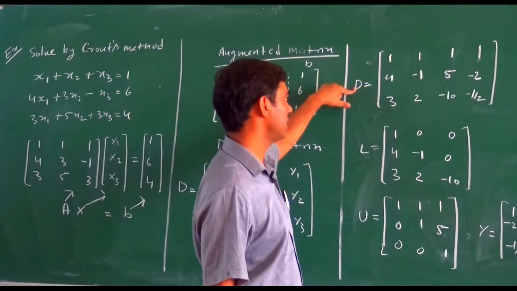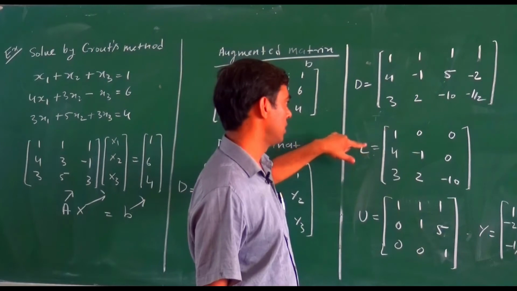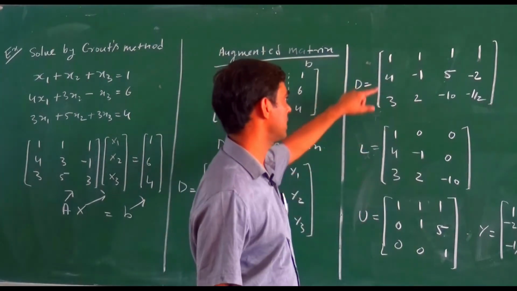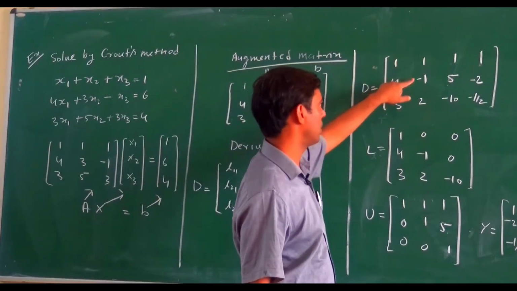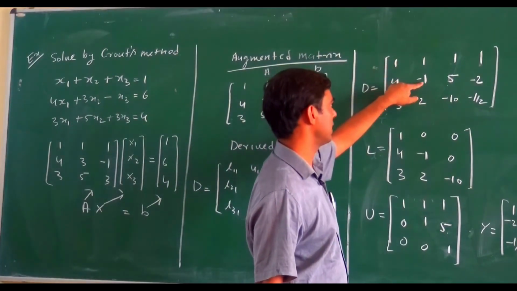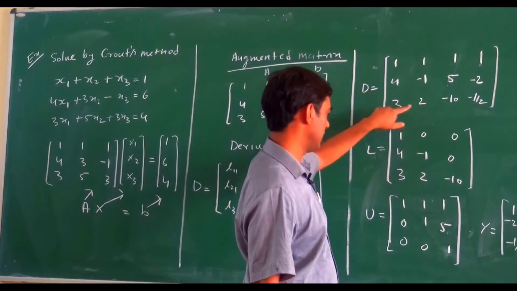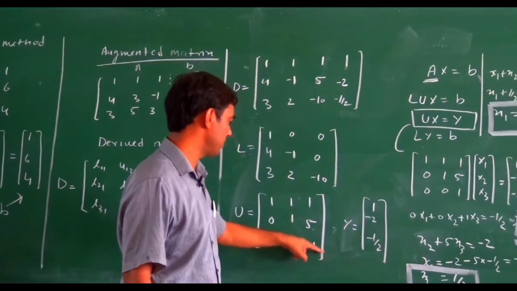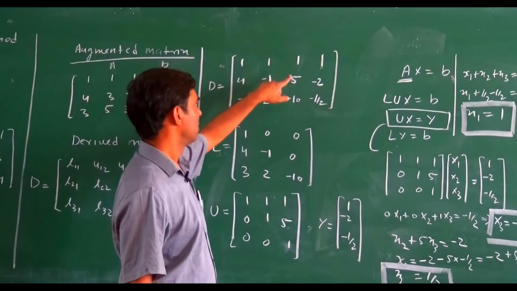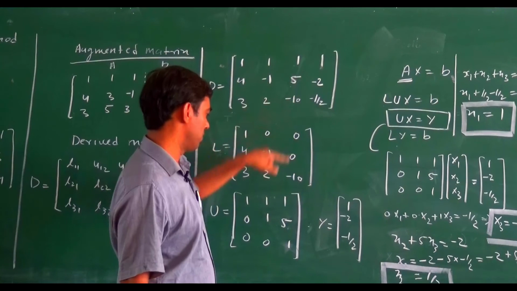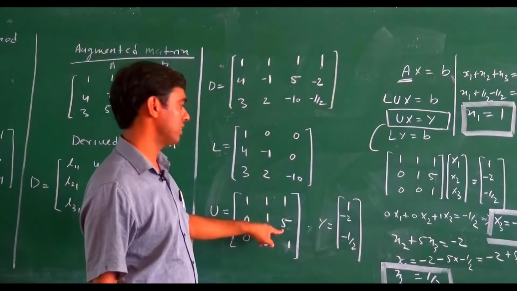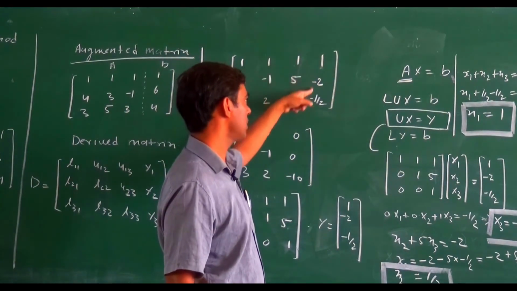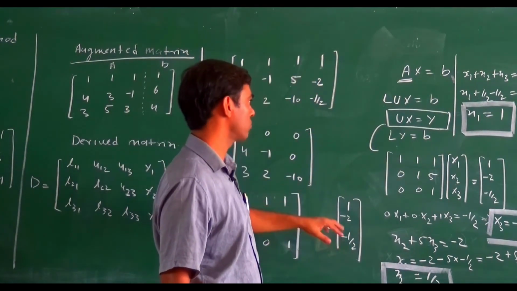Once we find the derived matrix, then we extract the value of the lower triangular matrix and the upper triangular matrix. The value of the lower triangular matrix is 1, minus 1, minus 10, 4, 3, 2, 4, 3, 2, and the upper triangular matrix has diagonal elements of 1, and this one is 1, 1, 5. These are the remaining elements. So what is the value of y? y is the last column: 1, minus 2, and minus 1 by 2.